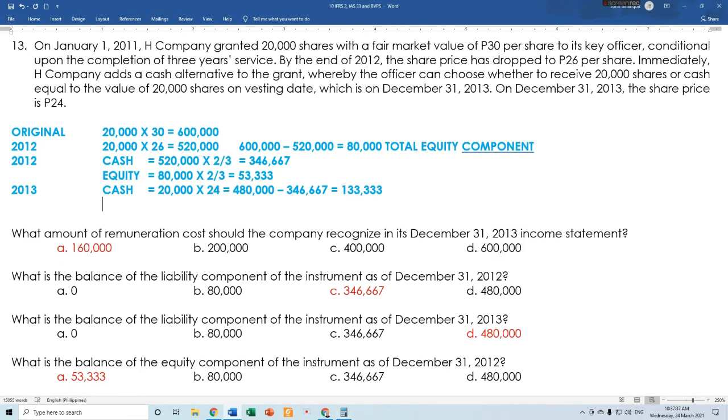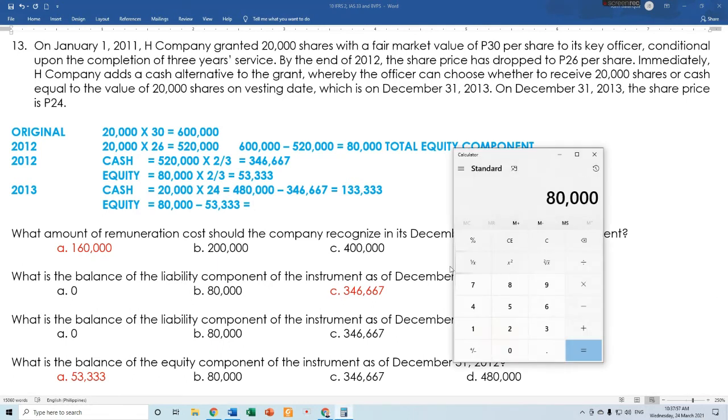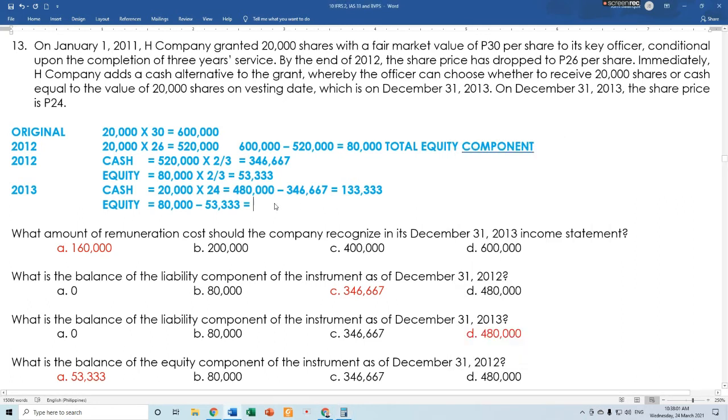Para naman doon sa equity component, hindi naman nagbago yung equity, di ba? Yung 80,000 pa rin yun. Minus na lang natin yung 53,333 na na-recognize na nung previous year. So, ang lalabas dyan ay 80,000 minus 53,333, 26,667.